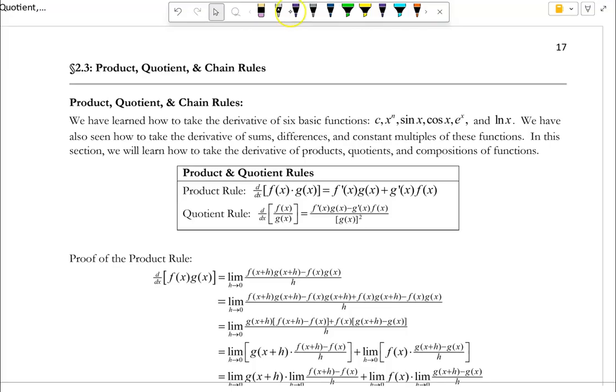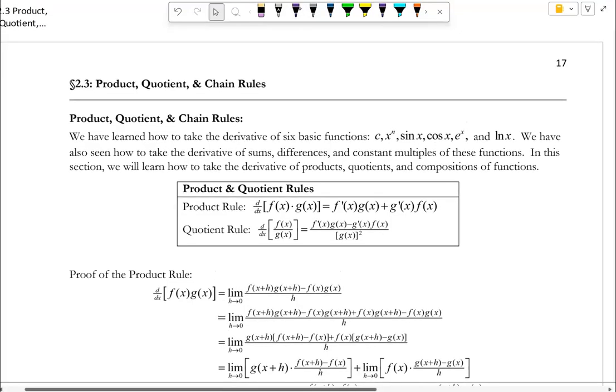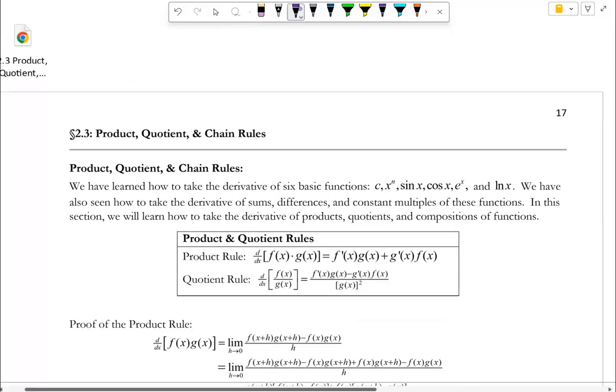Up until now, we've learned a few different things. We've learned how to take the derivative of a polynomial or a power, so when I have x to the power of n, like a quadratic or a fourth degree polynomial. We've also learned how to take the derivative of the sine of x. The derivative of the sine of x is the cosine of x. We know how to take the derivative of the cosine of x, that is negative sine of x.